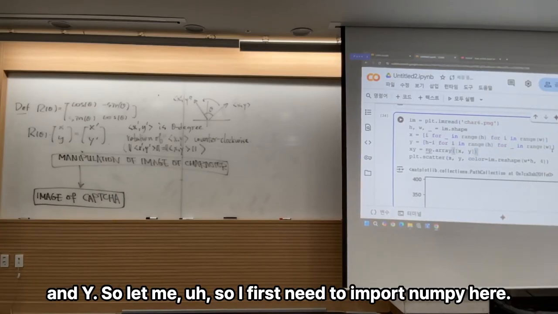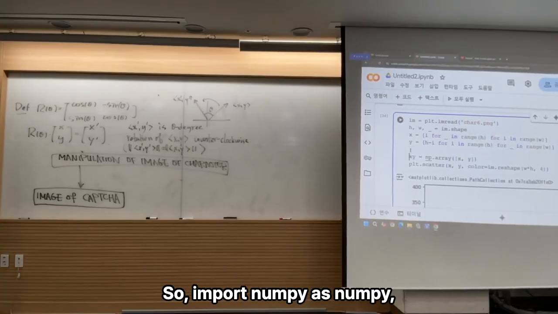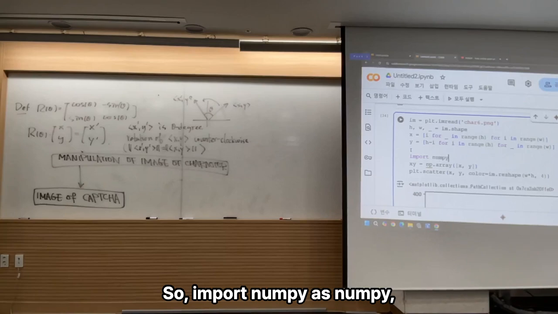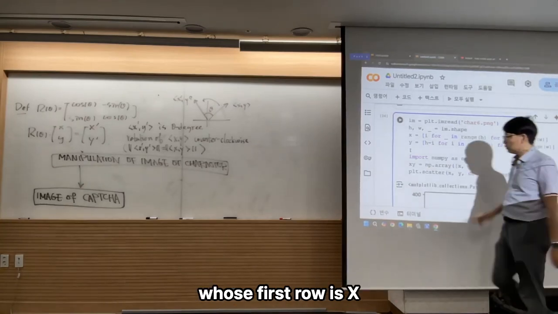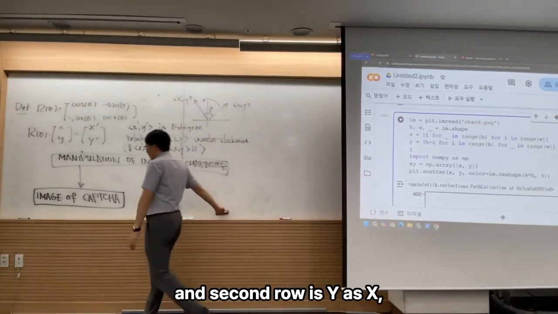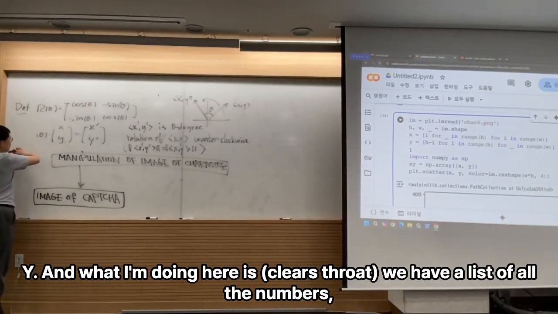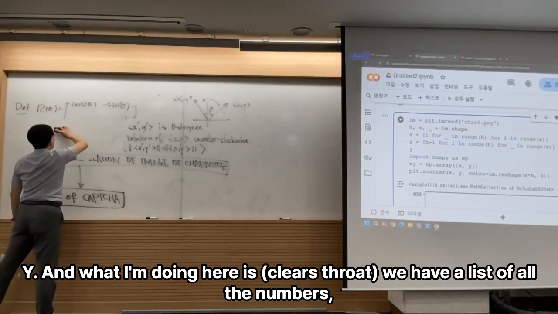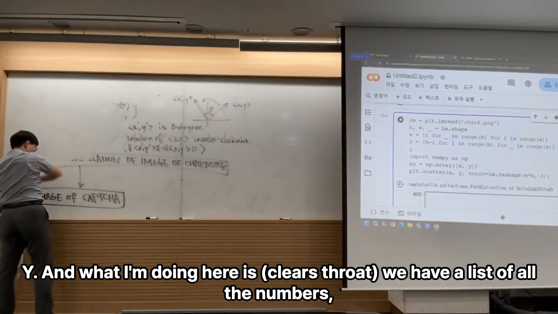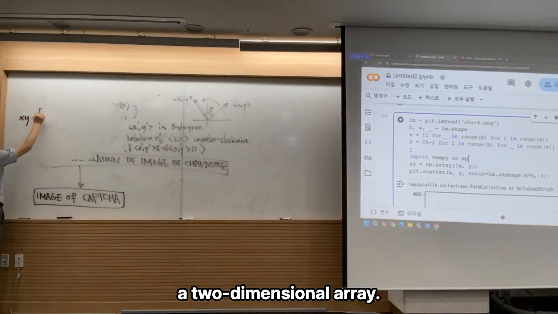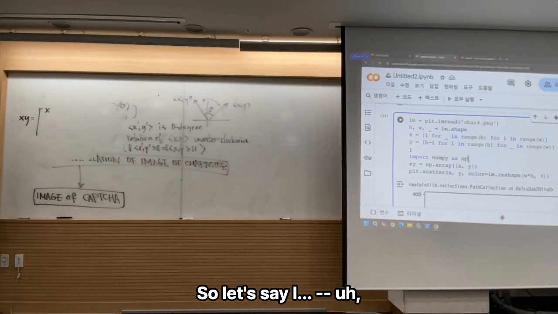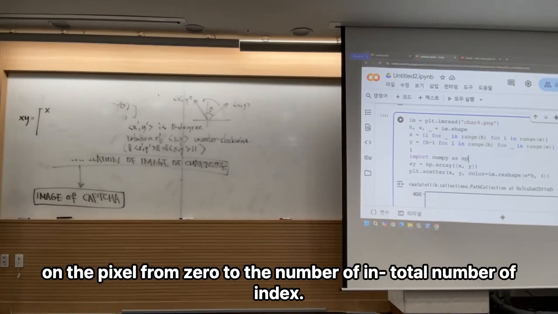So I first need to import NumPy here. Import NumPy as np. And then I'm going to save the NumPy array whose first row is x and second row is y as xy. What I'm doing here is, we have a list of all the x coordinates and y coordinates, but I want to put that into a two-dimensional array. So let's say I gave an index to all the points on the pixels, from 0 to the total number of indices.